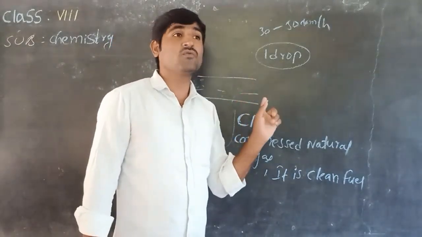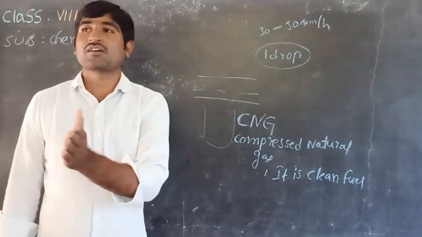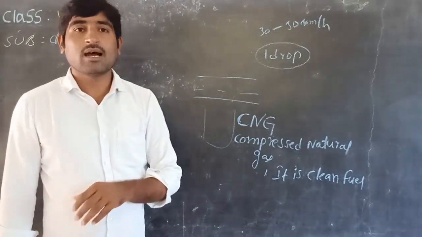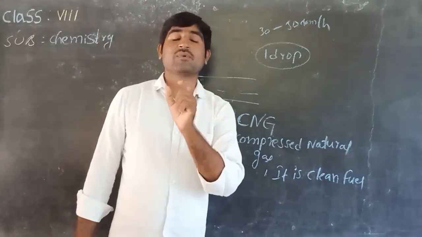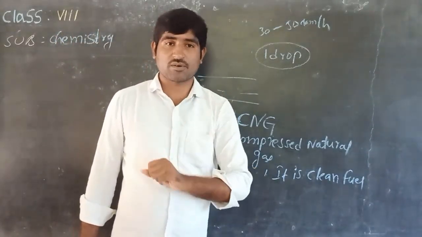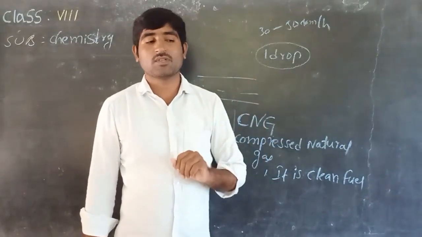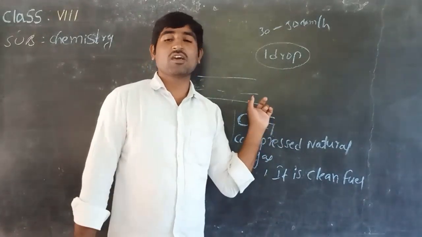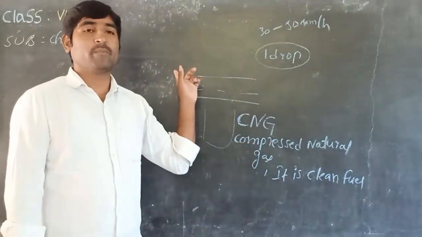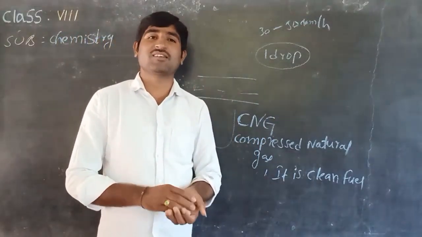And switch off the vehicles when you are waiting near the signals or talking with somebody. At that time, switch off the vehicles, and ensure your tire air pressure. By following these suggestions, we can save fossil fuels. Understood, children? Watch the video carefully and write the table before. Tomorrow we will discuss the new lesson. Okay, children?